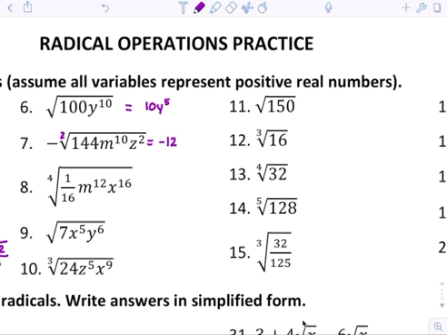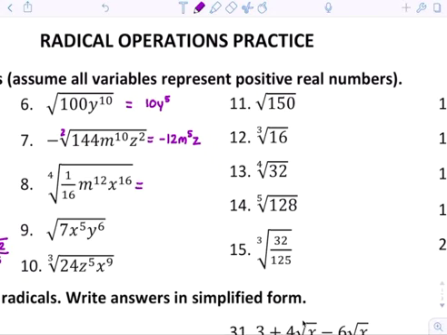Now we're going to have m to the 10th, right? So m to the 10th divided by 2, which is 5. So m to the 5th, z squared, 2 divided by 2, right, is z. So there's my answer for that one.